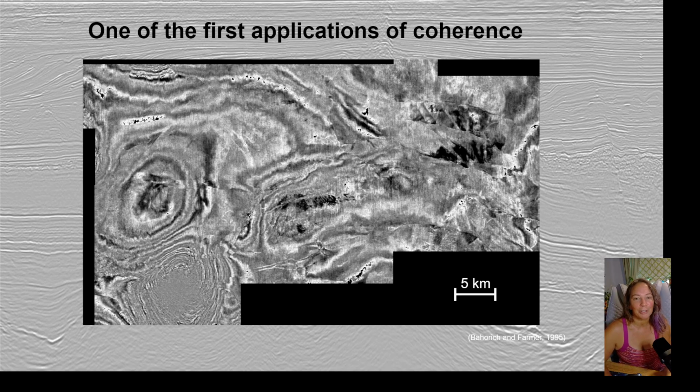So this is one of the first applications of coherence. This is in the Gulf of Mexico. What we're looking at now, though, is a time slice through seismic data. And there's a bunch of faults in here, and I'm going to pause for like half a second so you could try to pick out some of the faults.